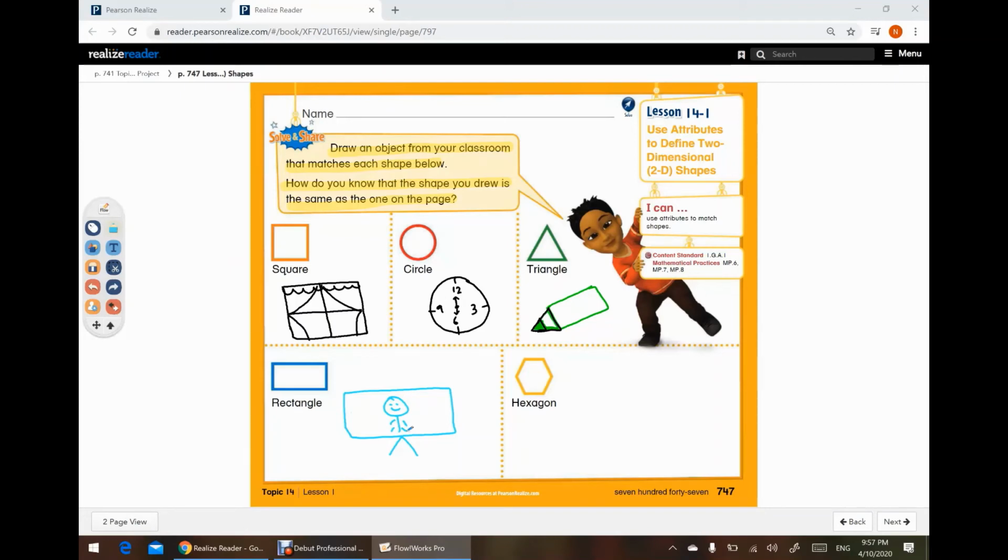Now what about hexagon? I have a box of chocolates that resembles the hexagon shape. Quality Street chocolates. So, answers can be different. Look around in your home and try to draw things which are similar to these shapes. Okay? Now let's move to our next page.